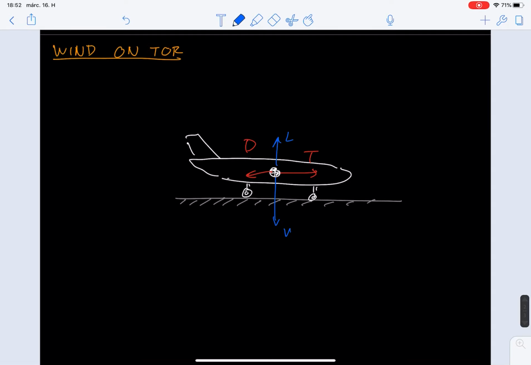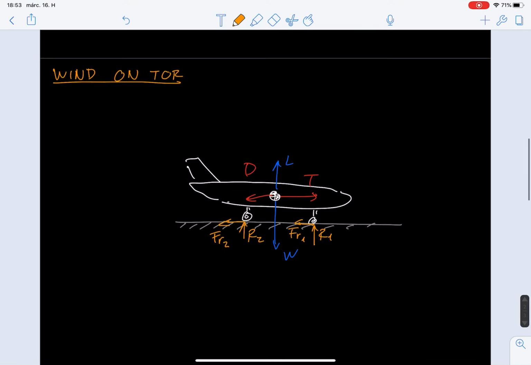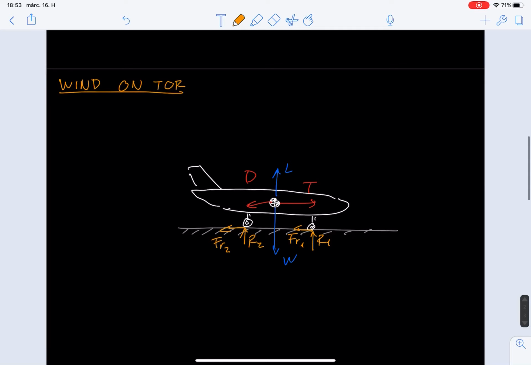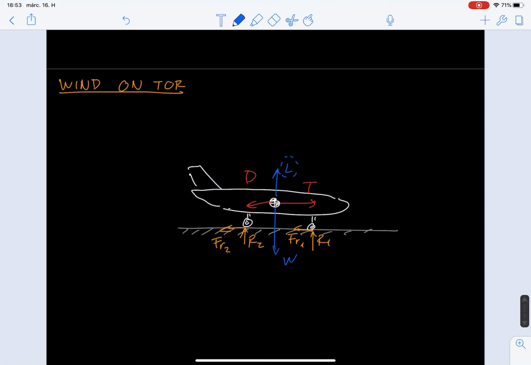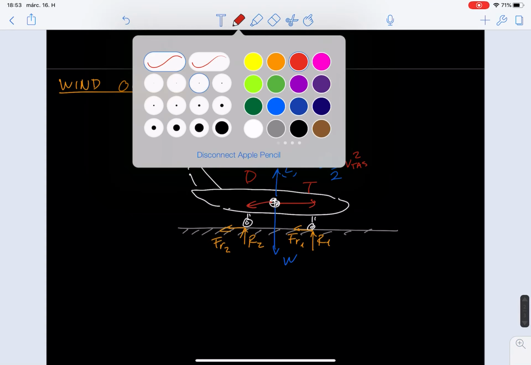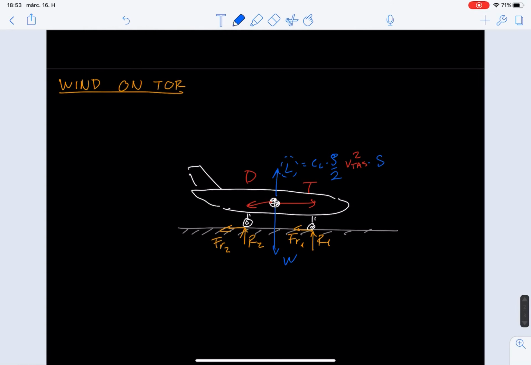You have the reaction forces in the wheels. So you have reaction force 1, reaction force 2, and you also have the friction forces at both wheels, because you also have the friction, right? And so what wind achieves for us is that the aerodynamic forces, especially the lift, but also the drag, as we will see, is of course a function of the true airspeed squared times the rest of it, times the surface, and so on and so forth.